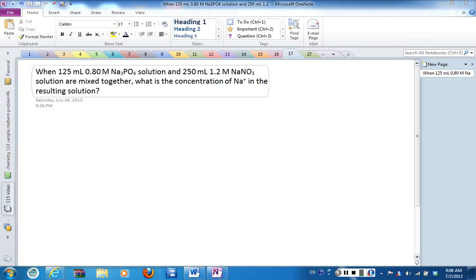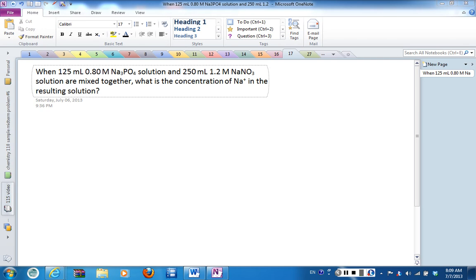When 125 milliliter of 0.80 molar sodium phosphate solution and 250 milliliter of 1.2 molar sodium nitrate solution are mixed together, what is the concentration of sodium ion in the resulting solution? Alright, so we have a mixture solution. Now first of all, let's look at the compounds, sodium phosphate and sodium nitrate. Because they both share the common ion sodium, that means there won't be any reaction.